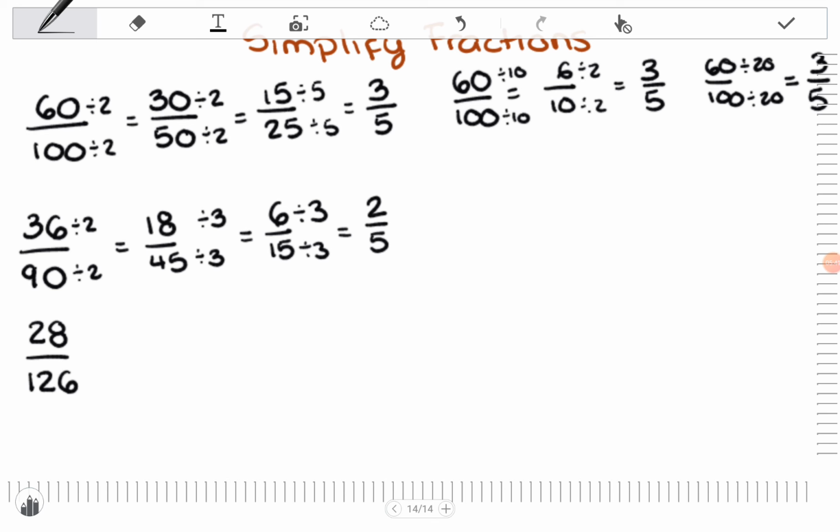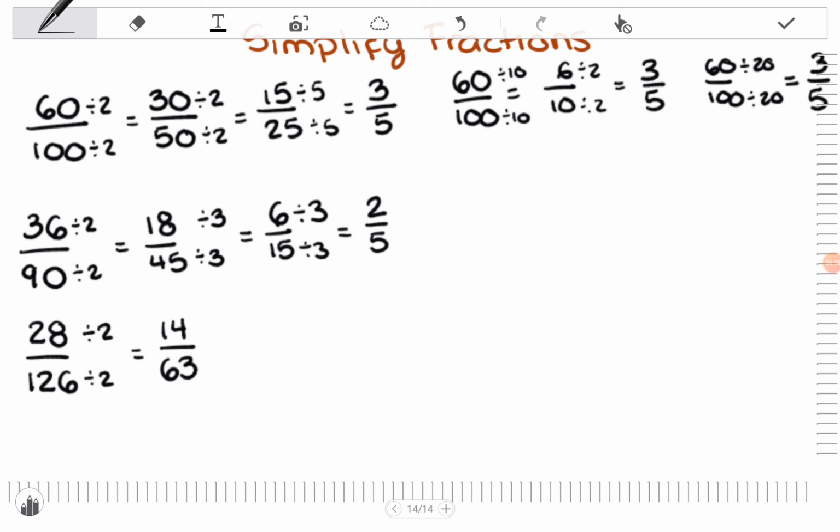Let's see the last example. So I'm looking at 28 over 126. Now let's see. I can divide both numbers, for instance, by 2. If you find another number which is bigger, perfect, use it. And then you can see if our answer is the same. So 28 divided by 2 is 14. And 126 divided by 2 is 63.